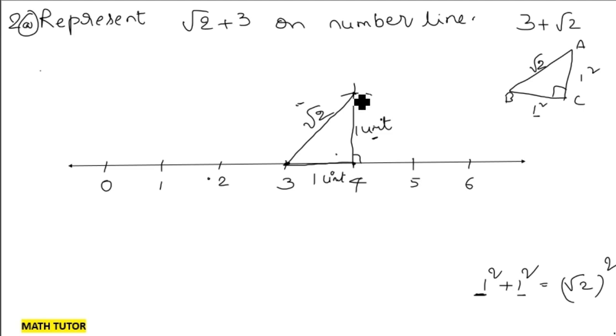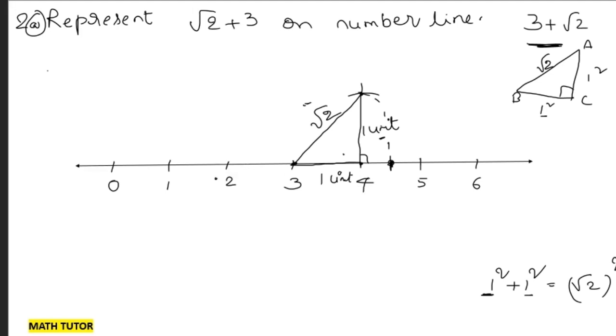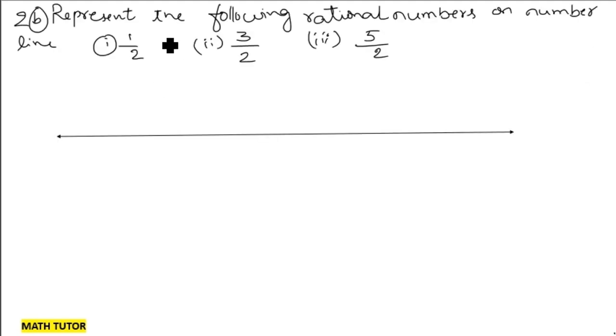But we have to get root 2 on the number line. So what do I need to do? I have to take a compass and project the arc onto the number line. So this point represents 3 plus root 2 on the number line. Clear? Okay, let's move to the next question.